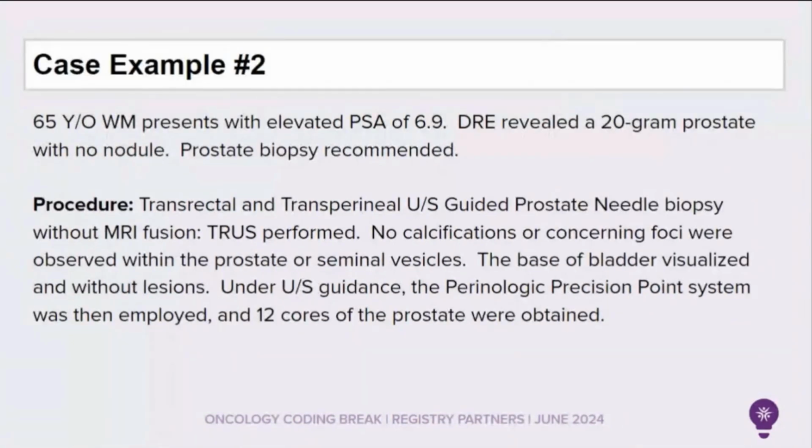Case example number 2, we have a 65-year-old white male who presents with an elevated PSA of 6.9. Digital rectal exam revealed a 20-gram prostate with no nodule. Prostate biopsy was recommended. The patient underwent a transrectal and transperineal ultrasound-guided prostate needle biopsy without MRI fusion. No calcifications or concerning foci were observed within the prostate or seminal vesicles. The base of bladder was visualized and without lesions. Under ultrasound guidance, the Precision Point system was then employed and 12 cores of the prostate were obtained.